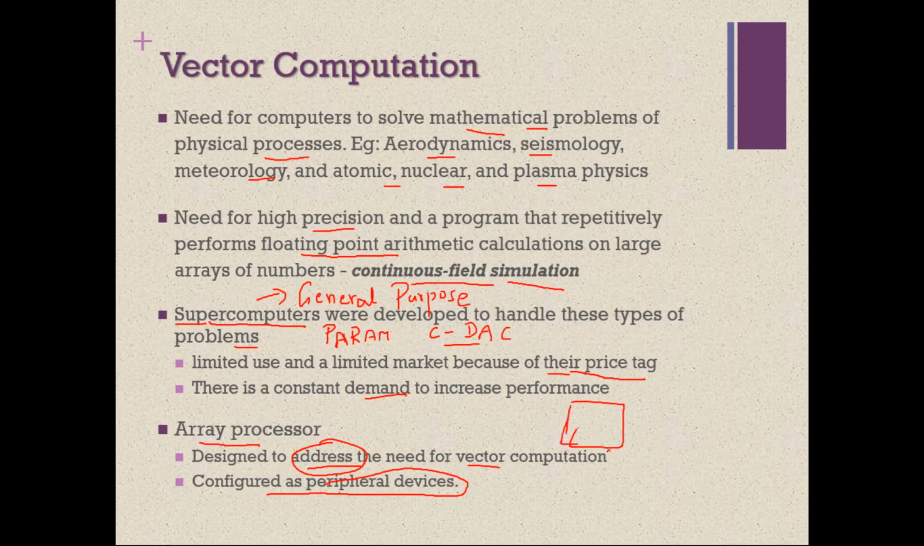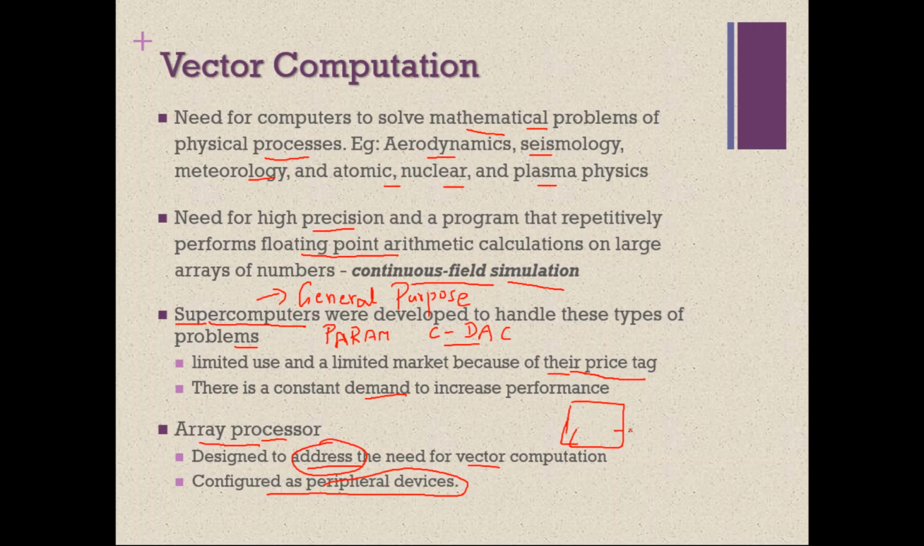And now you are doing some research, and that demands a lot of vector processing. Without vector computing, you cannot do anything. Now you cannot go for a supercomputer. A supercomputer may cost several crores. So what you can do is purchase an array processor. Array processors are peripheral devices, remember.